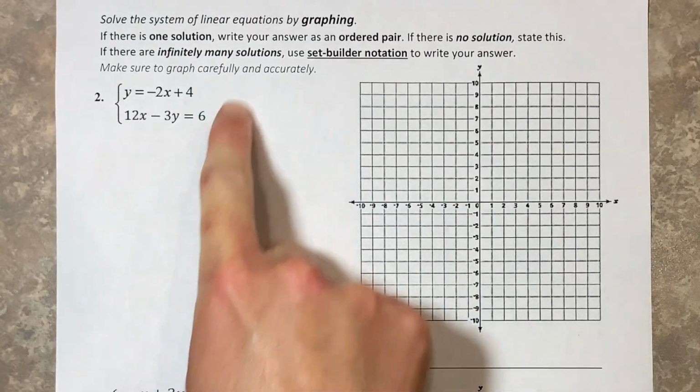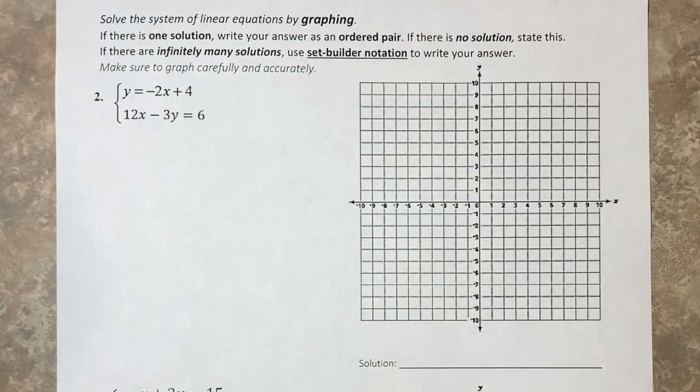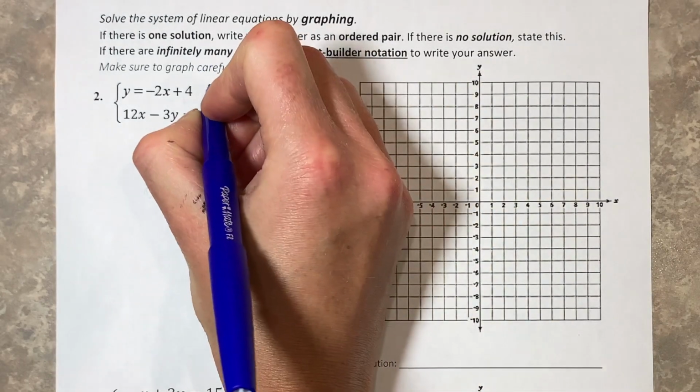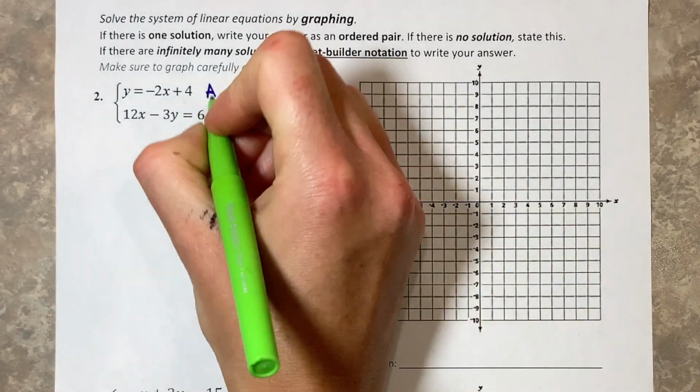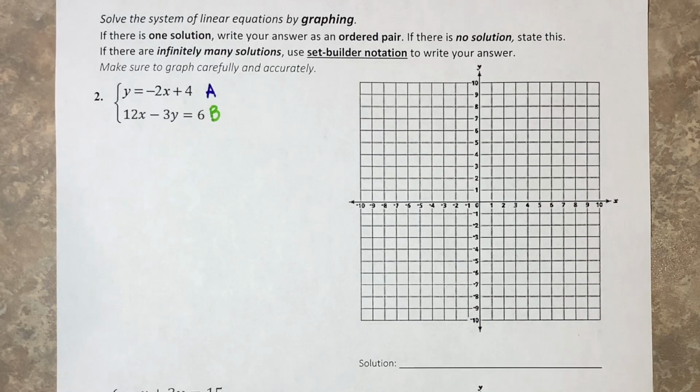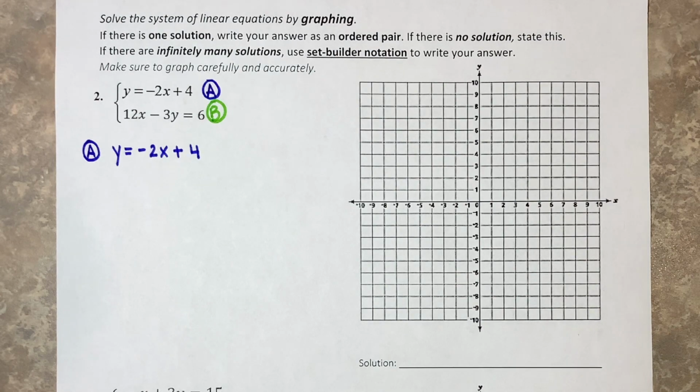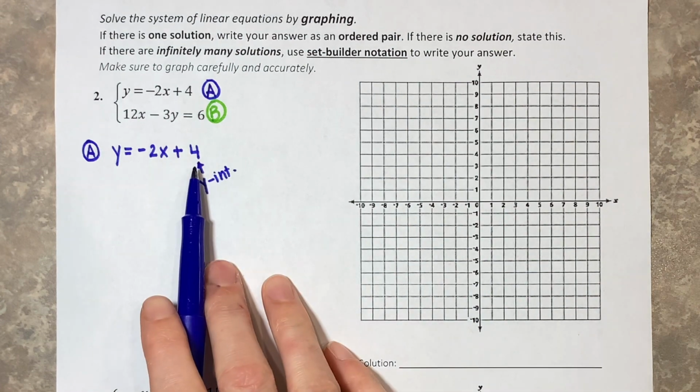Let's first solve this system of equations by graphing. I'm going to label this equation A and this equation B. Let's start by graphing equation A. Equation A is already written in y equals mx plus b form, so we can see that the y-intercept is 4.